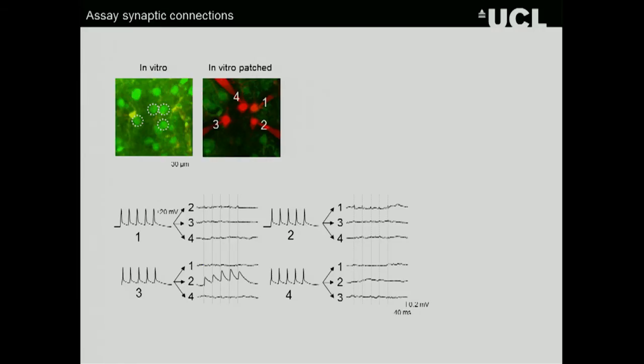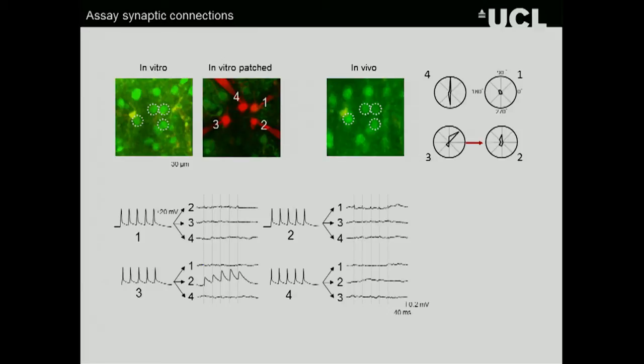So in this particular example, he has 4 electrodes, patches 4 neurons, and he assays connectivity by injecting 5 action potentials in one cell and seeing if there's a postsynaptic potential, excitatory potential in the follower cells. And he does that for each cell in turn. And in this particular example, out of these 4 cells that he patched, he found only a single connection from cell 3 to cell 2. And you can see these EPSPs that follow the action potentials in cell 3.